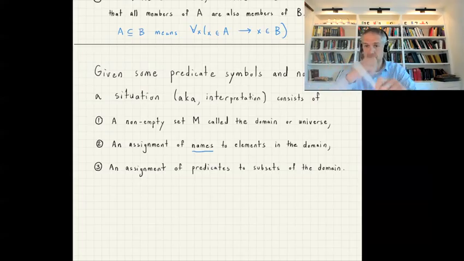So to give you the intuition of that, suppose I said my domain is the books on the shelf behind me, and suppose I said I have a name, say the letter C, and I pick out a certain book on the shelf behind me. That name, C, is going to name that book. But then also I could take a predicate symbol, say F, and I could say I'm going to interpret F to mean all the books whose cover is red. So that would pick a subset of the set of all books on the shelf behind me, the set of red books. Okay, so that would be a situation.